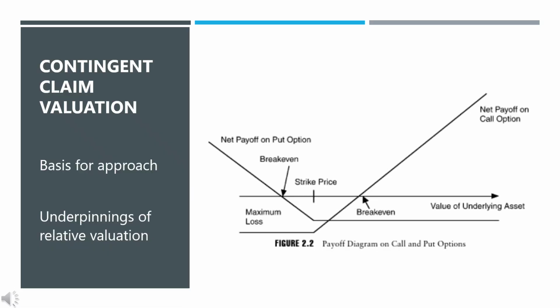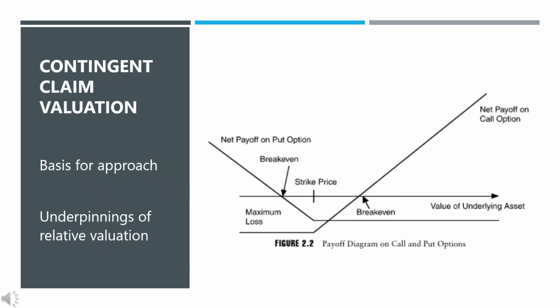Basis for approach: a contingent claim or option is a claim that pays off only under certain contingencies, if the value of the underlying asset exceeds a pre-specified value for a call option or is less than a pre-specified value for a put option. Much work has been done in the past 20 years in developing models that value options, and these option pricing models can be used to value any assets that have option-like features.